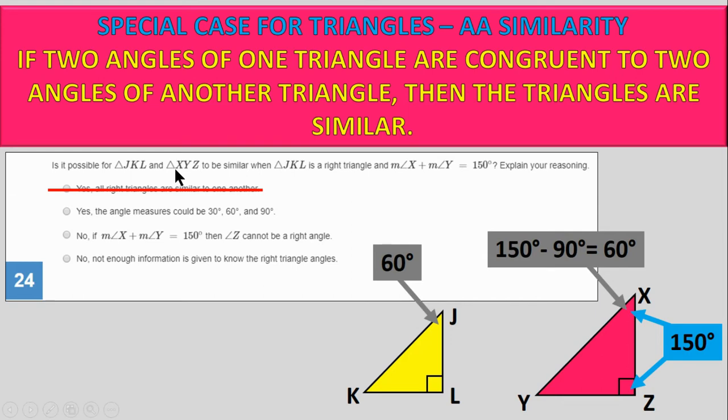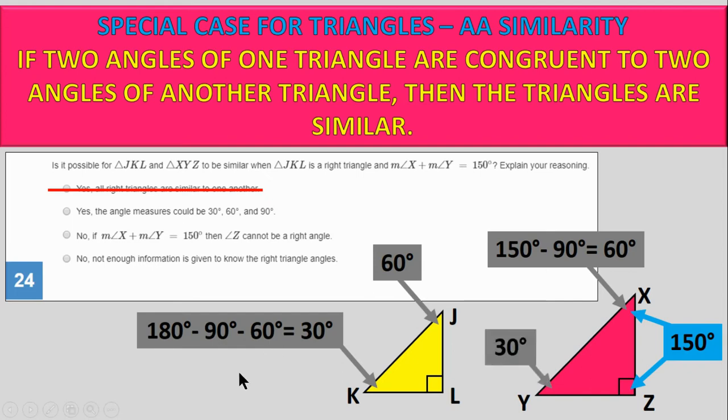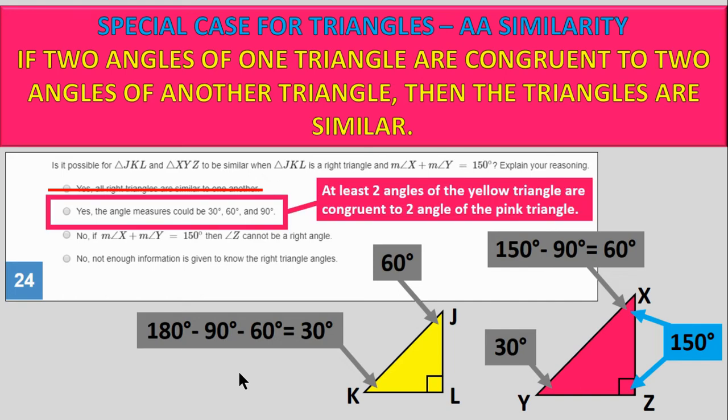The answer is yes, because it is a special case, which in math is called the AA similarity. If you're dealing with triangles and 2 angles from one triangle are congruent to 2 angles of another triangle, then those triangles will always be similar. And with a little more subtracting, we can see that actually all 3 angles are the same. So these are definitely similar triangles.